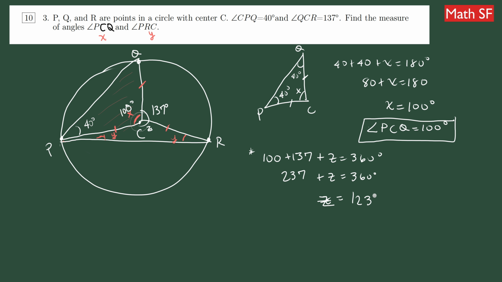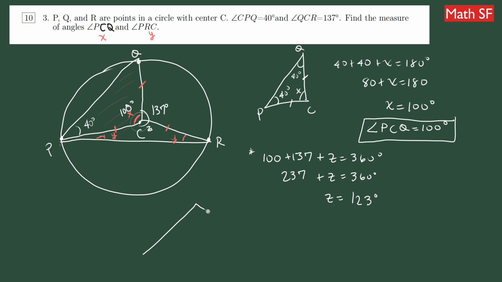123 degrees. So C, that number here that we label C, should be equal to 123 degrees. So in this part here, I'm going to zoom in now.